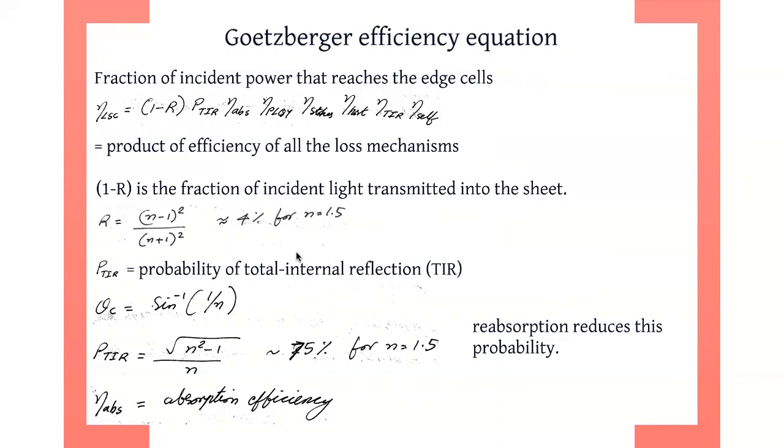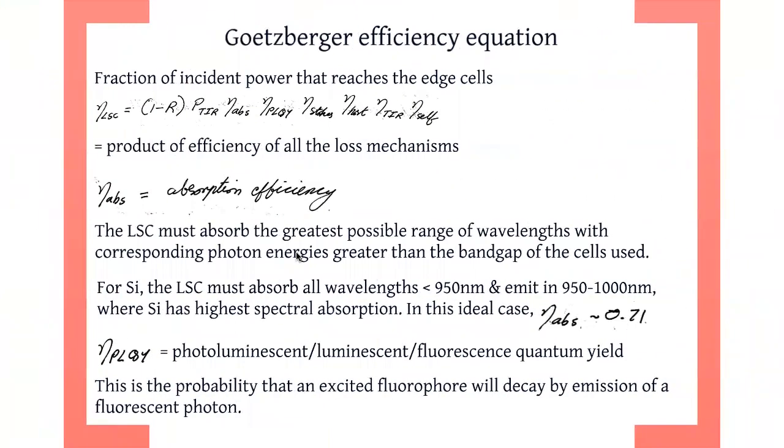Eta absorption, which is the third term on that long equation, is the absorption efficiency, which is how efficiently the molecule will absorb the incident light. So let's think about that for a second. The molecules that make up this LSC must absorb the greatest possible range of wavelengths with the corresponding photon energies greater than the band gap of the cells used. What does that mean? That means the molecule must absorb as much light as possible, and when it emits the light, these, what I drew with the blue, must have enough energy to be absorbed by the solar cell that we're using. If it doesn't have the energy to be absorbed by the solar cell, then it just passes through the solar cell, right? It's useless.